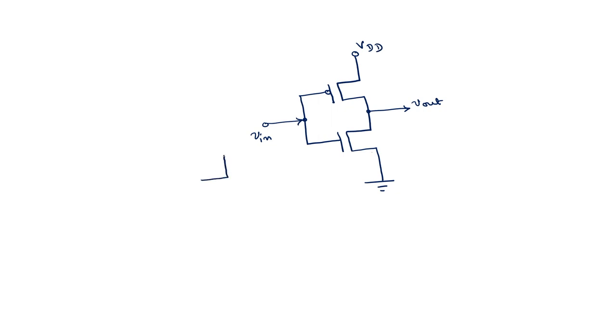If I apply a low to high transition here, the output changes from high to low. So, this delay time is called T high to low. It can also be called the fall time. Of course, fall time I am later going to define from 90% of the high value to 10% of the high value. We are going to derive the expression for the fall time of this CMOS inverter. Later I will consider the rise time.